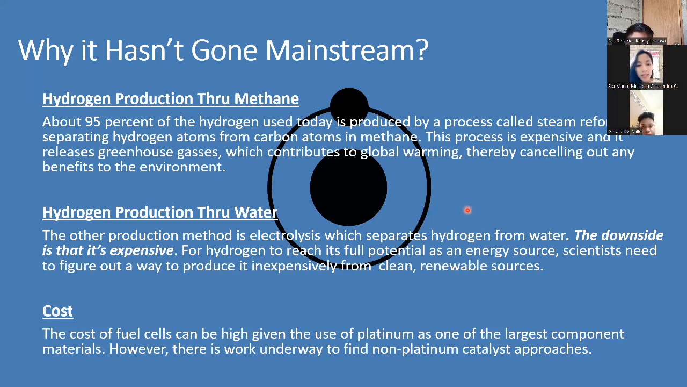Hydrogen produced through water: the other production method is electrolysis, which separates hydrogen from water. The downside is that it is expensive. For hydrogen to reach its full potential as an energy source, scientists need to figure out a way to produce it inexpensively from clean renewable resources. The cost of fuel cells can also be high, given they use platinum as one of the largest component materials. However, there is work underway to find non-platinum catalyst approaches.